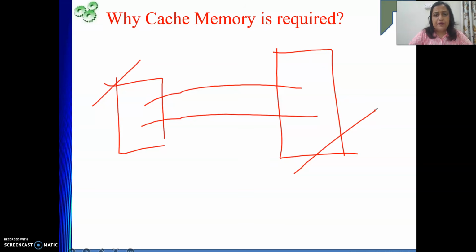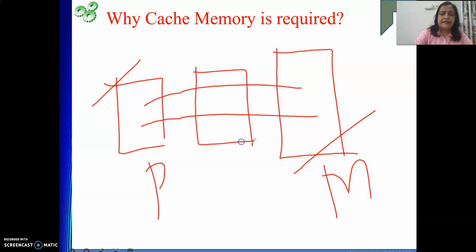So to keep the CPU busy, what we are going to do is connect one higher speed memory between the processor and main memory, and that higher speed memory we call cache memory. Why is it required? To provide better performance, to provide the CPU all the time some computational task. Otherwise, what happens? The processor has to wait for a longer time to get the instruction or the data. During that time, the processor is not utilizing its CPU cycles, so they are getting wasted.